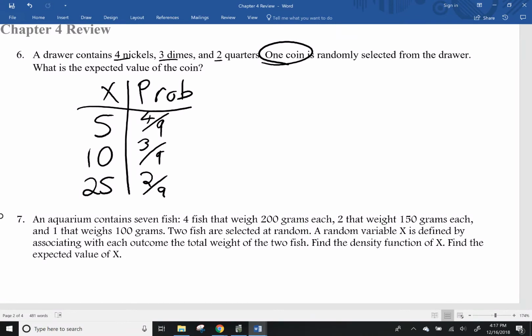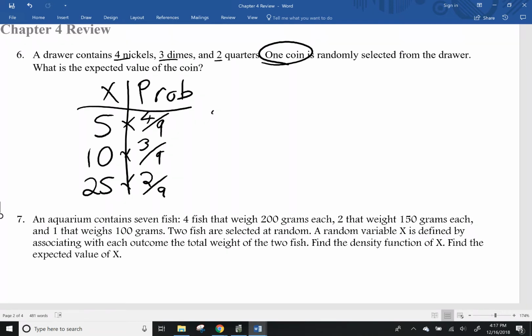So this is my density function for my coins. I could choose a nickel that's worth 5 cents, and there's a 4 in 9 chance that I pick that nickel. I could choose a dime that's 10 cents, and there's a 3 in 9 chance that I choose that dime. And quarters are 25 cents, and there's 2 out of 9 chance of me choosing that quarter. So now if I want to find the expected value, I multiply these all together.